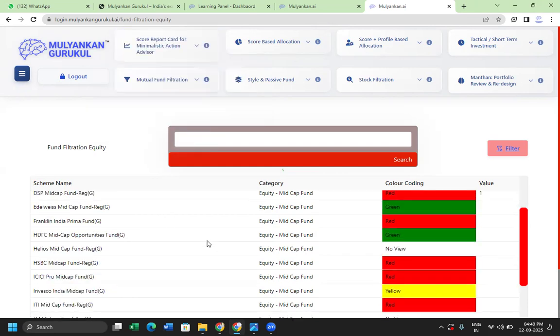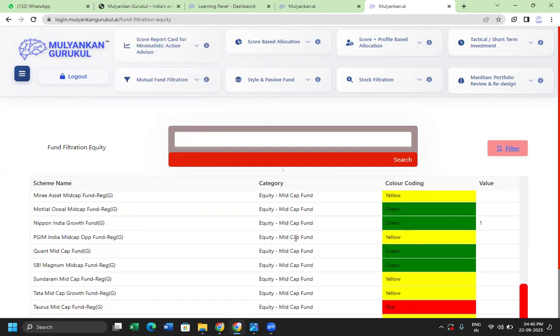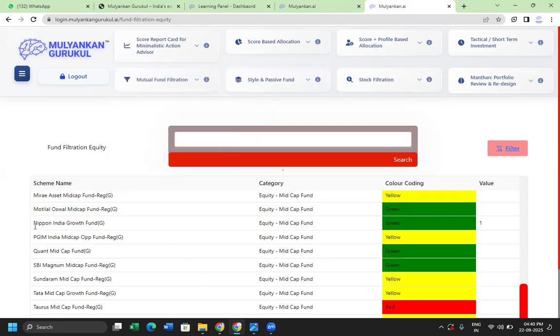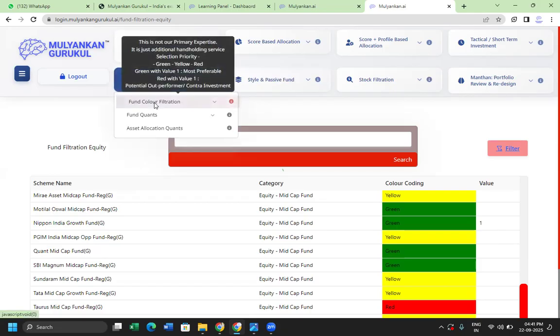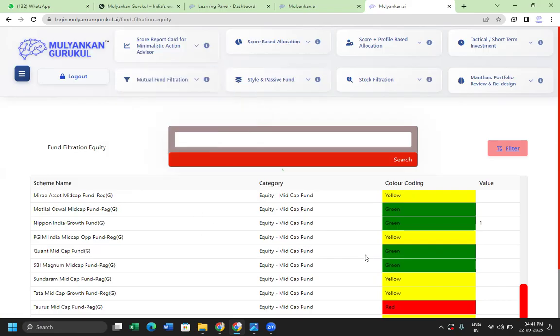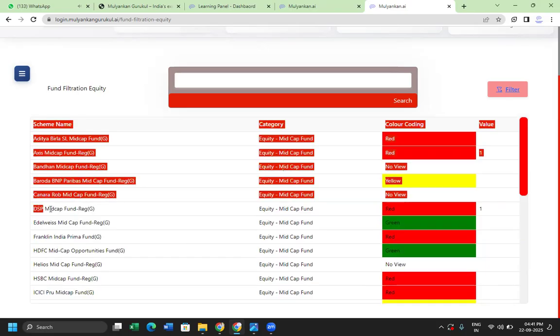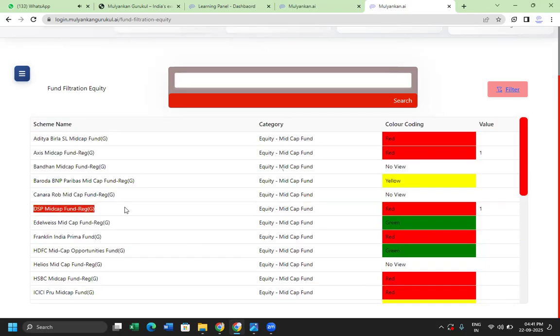As Ashish told, in our mutual fund filtration, green plus value one is most preferable. Yes, red plus value contra one, then they are most preferable. Everything is written here. And if you look at the Sortino information ratio of a DSP mid cap, we will not do it.